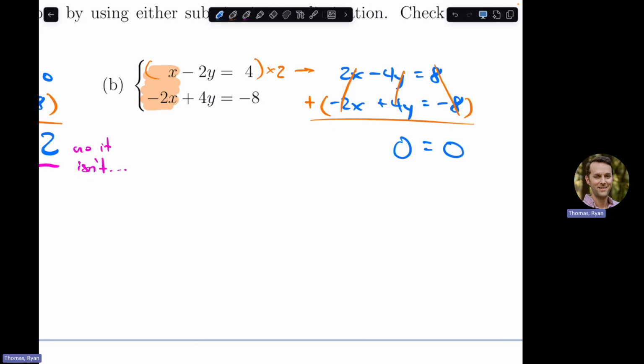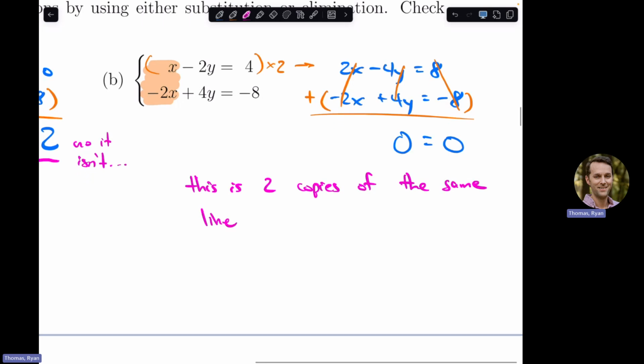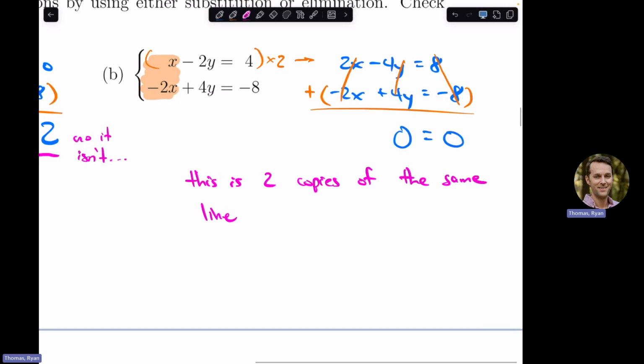Well, here's one, and here's another one, and here's another one, and every point along that line is a solution to the system then, right? So this is two copies of the same line. So again, they're linearly dependent because it's the same line. But now instead of getting no solution, we get a place where we've got infinitely many solutions.